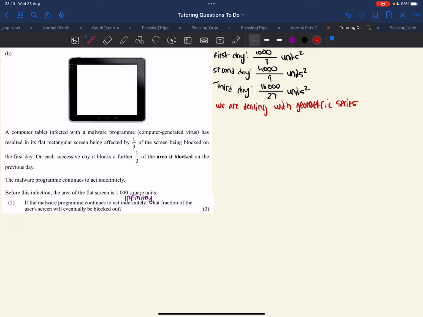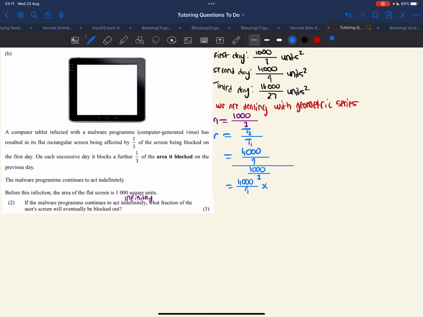Now remember, we have that a is equal to 1,000/3, right? And then from the properties of a geometric series or sequence, we can determine r by saying r equals t2 over t1. Looking at that, our t2 is 4,000 over 9, and that is all over 1,000/3.